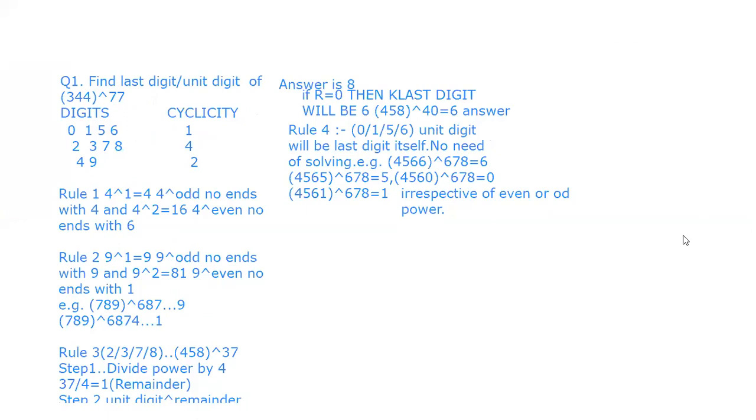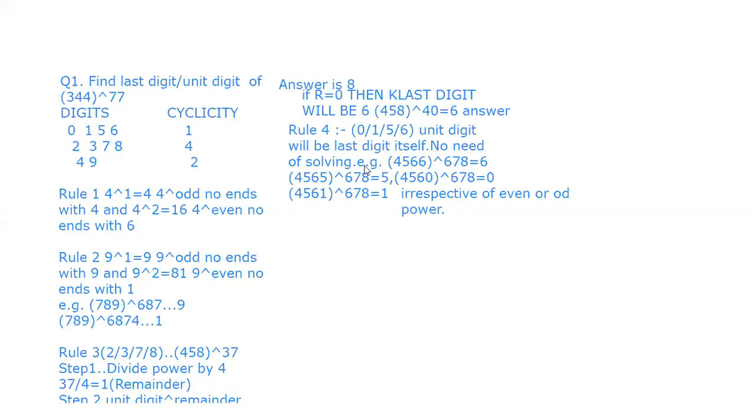Last digit of a number means, like, suppose 2 raised to power 4 is 16, so the last digit is 6. So today we are discussing the concept of cyclicity. It is concerned with finding the last digit, or what we call the unit digit, of a number. Before we start doing a few questions, I would like to discuss a few rules that you have to keep in mind before you start solving these questions.